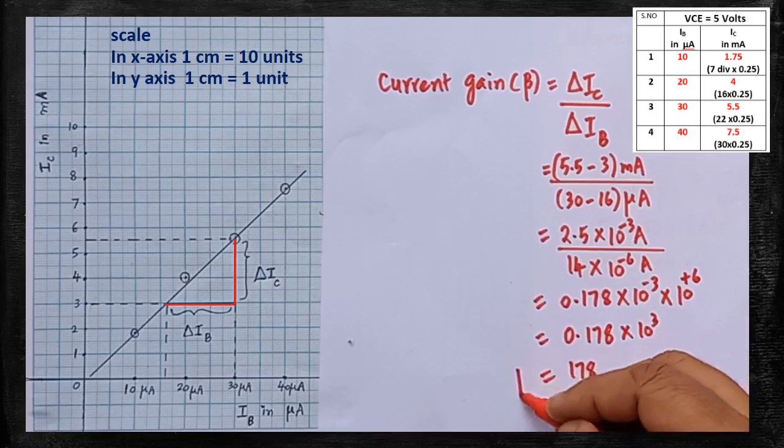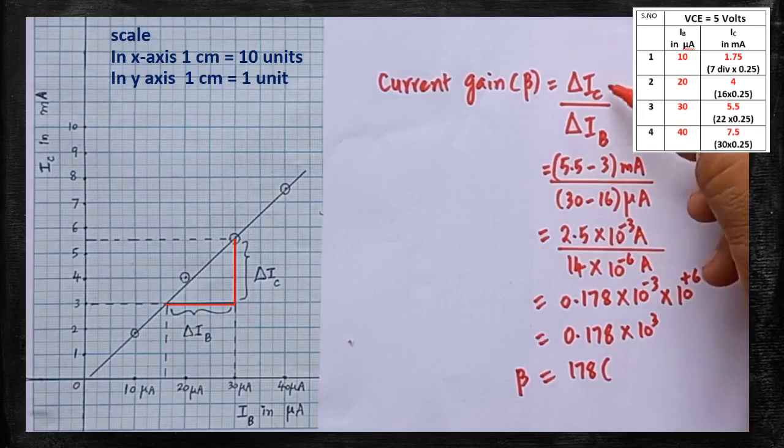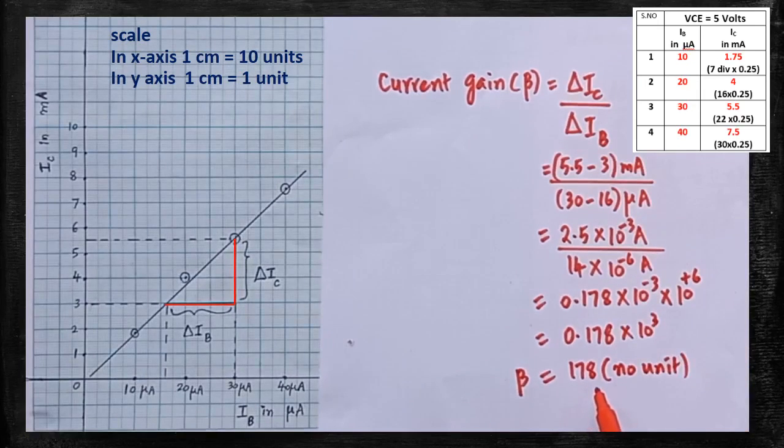In the case of current gain, there is no unit. This is the ratio between two currents, collector current and base current. Therefore, there is no unit for current gain. So this is the value of current gain of the given NPN transistor. This is the second parameter to be calculated. These values are very important while constructing the amplifier circuit using transistors.